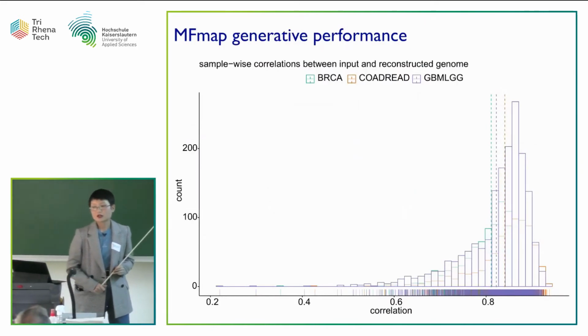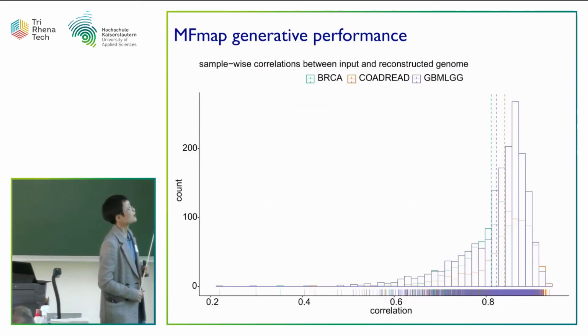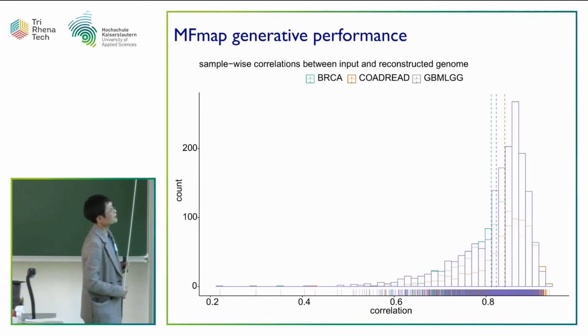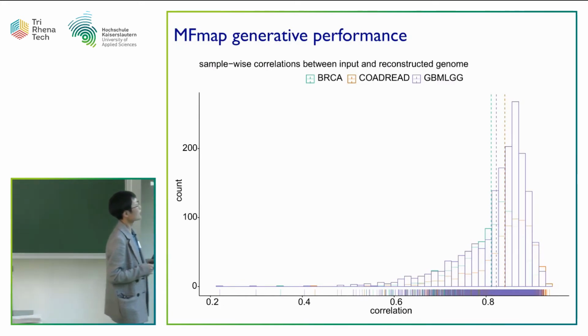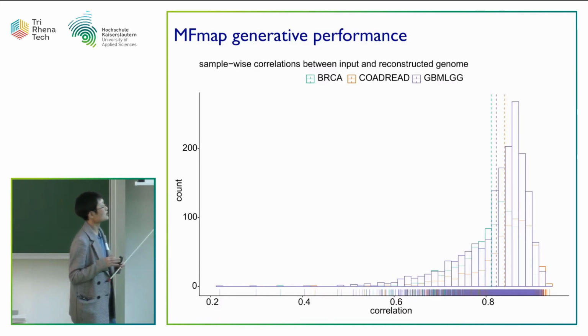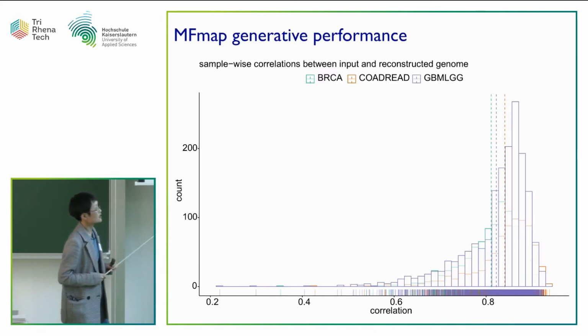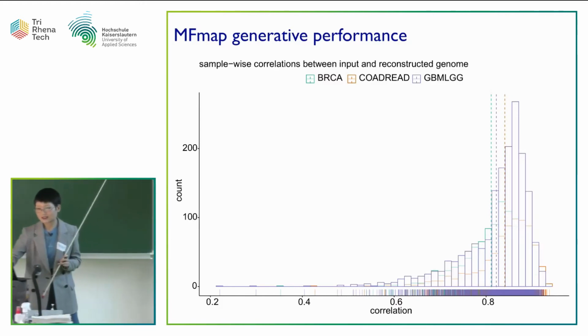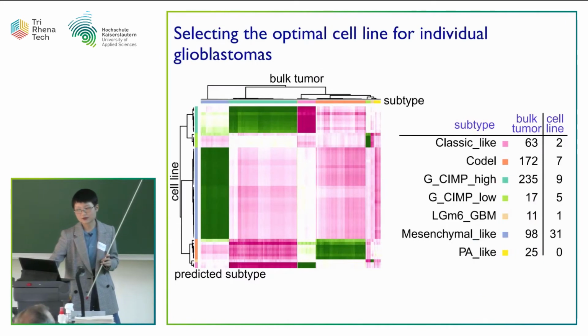Regarding the generative performance, we just calculated the input and the reconstructed genome and plotted the histogram here. As you can see, for most of the genome features, the input and the reconstructed features are highly correlated, suggesting that MFmap is a very good generative model.